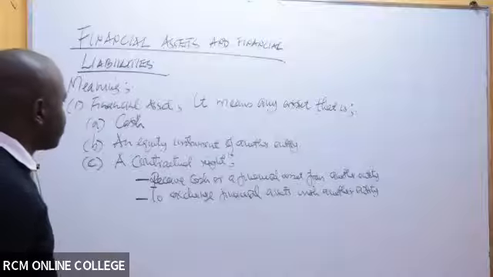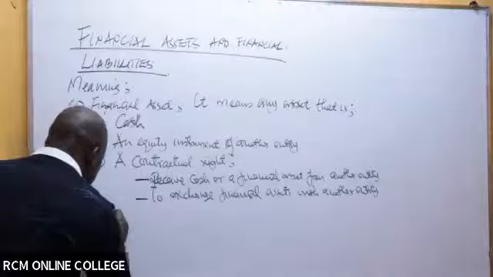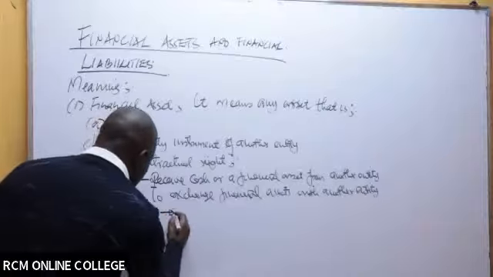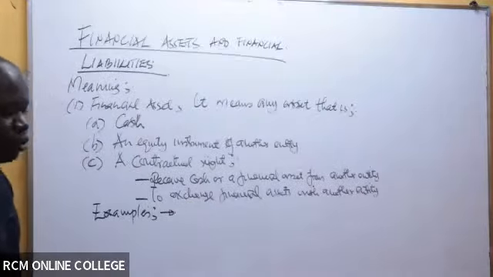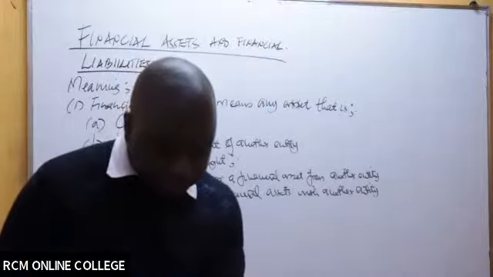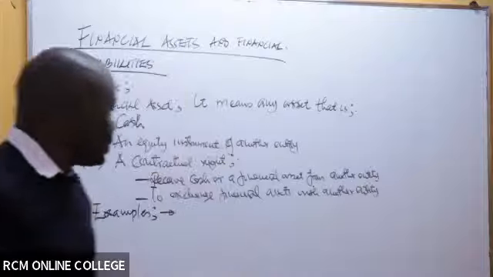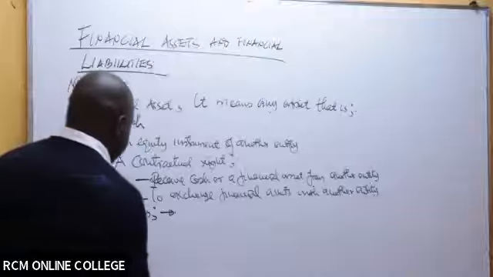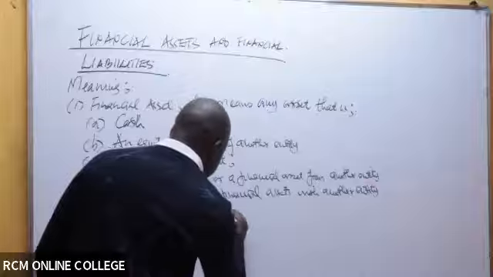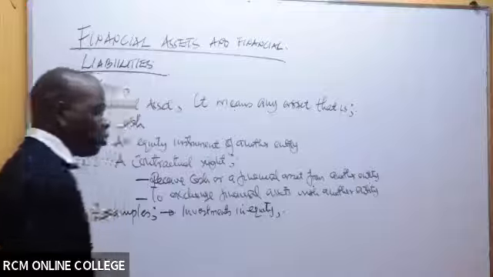So you can give examples of financial assets, so that the point can go home. Examples of financial assets: investment in equity. You can have investments in equity or in shares.